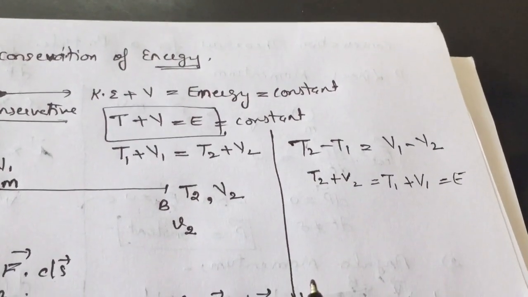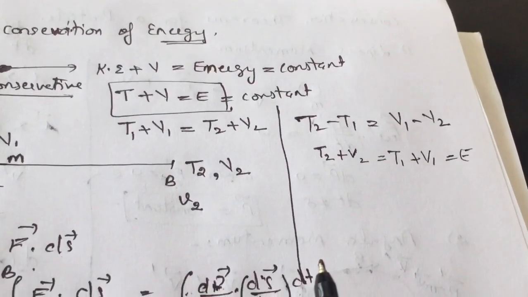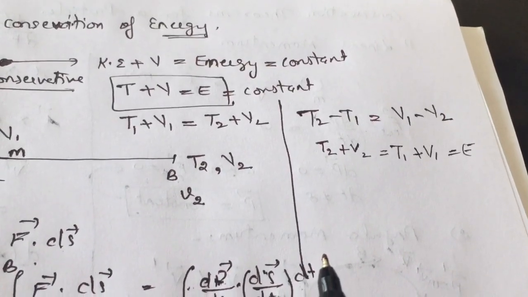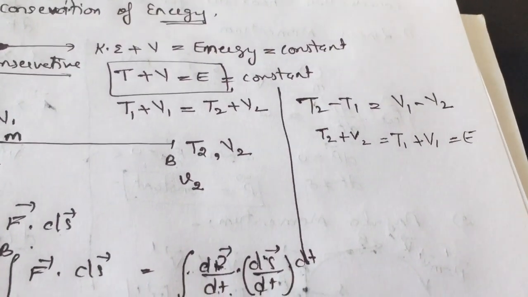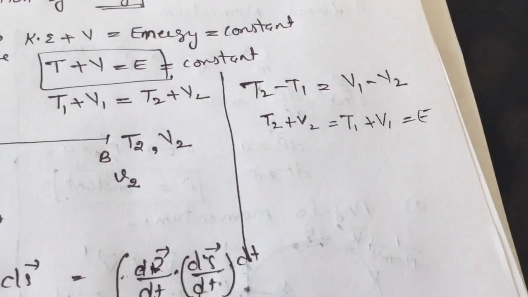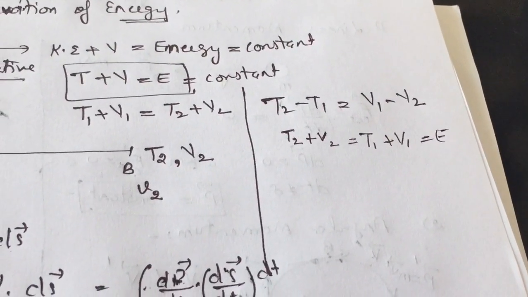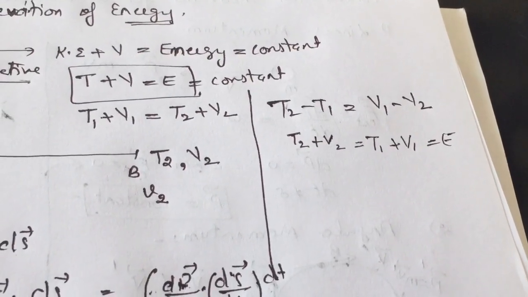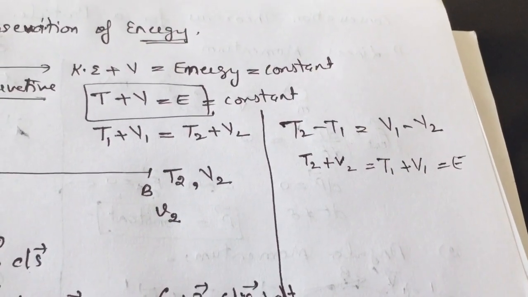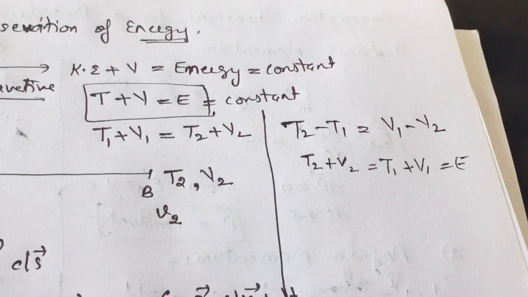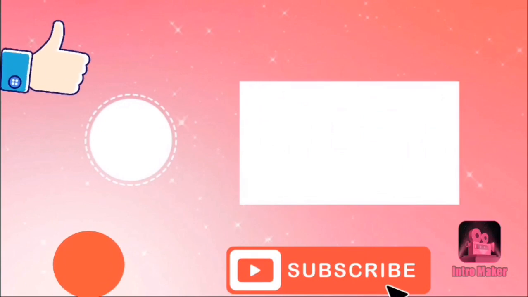The combination of kinetic energy plus potential energy represents the total energy, and in our case the initial energies are equal to the final energies, hence the total energy of the system remains constant. This is the law of conservation of energy. Energy will remain constant only when the force applied on the system is conservative. In our next lecture, we will deal with a system having a large number of particles and the concept of center of mass.